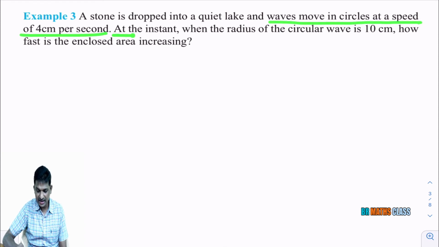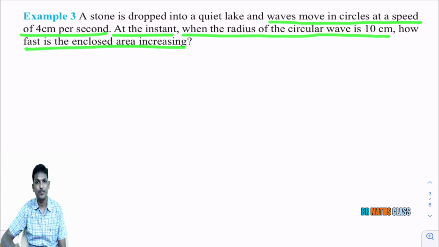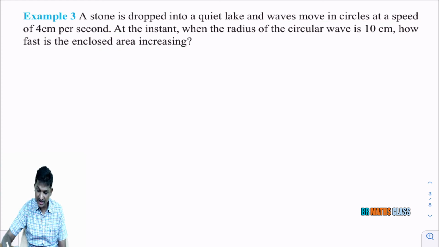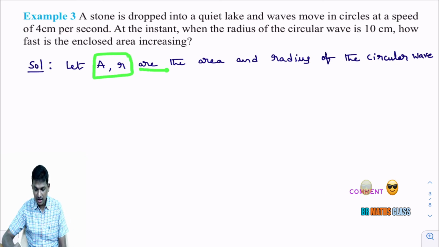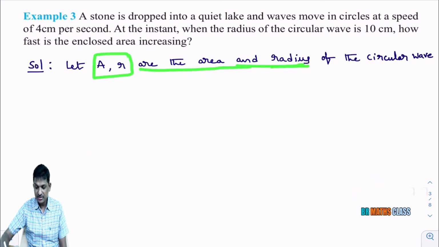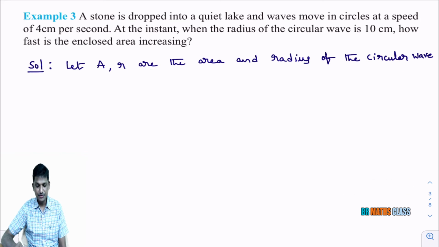Okay. At the instant when the radius of the circular wave is 10 centimeters, how fast is the enclosed area increasing? This is the question. By reading the question, we can easily understand that this problem is related to a circle. Observe, capital A, small r are the area and radius of the circular wave. Please observe the first step.